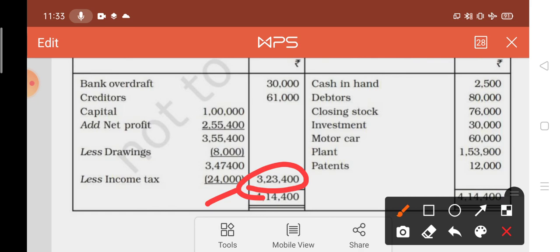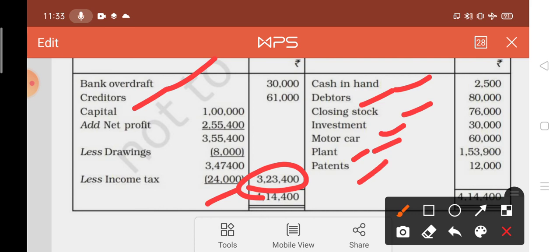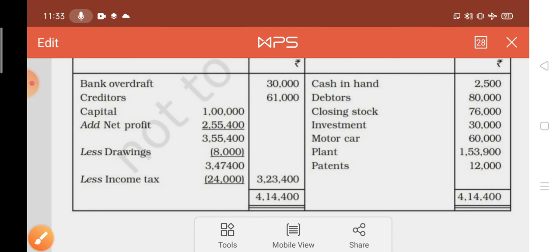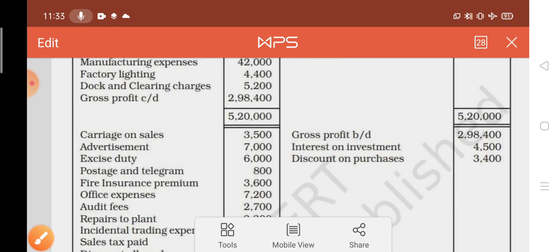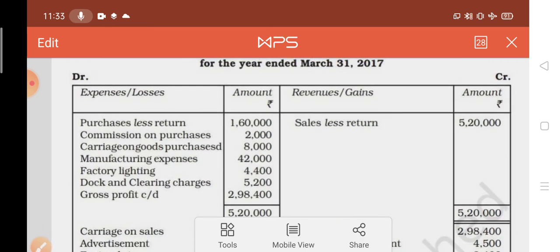After that you have to find the liabilities which are left: bank overdraft, creditor. These you have to write down on the liability side. Now the asset side: cash, debtor, closing stock, here it is given, investment, motor car, plant and patent. These things you have to write down. Now after that when you do the total, both sides are equal. You can check in the question.